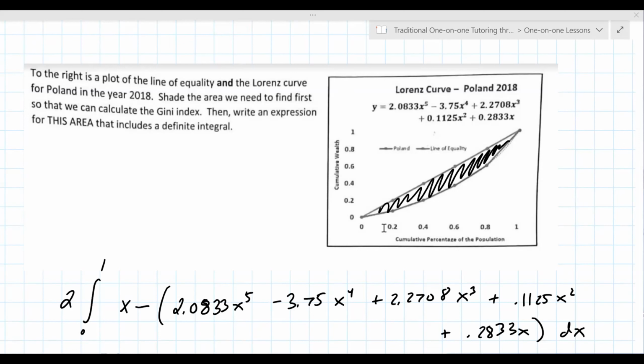All right, and then this is all multiplied by 2 again. Is that what we said at the end? Yeah. Okay. Yep.